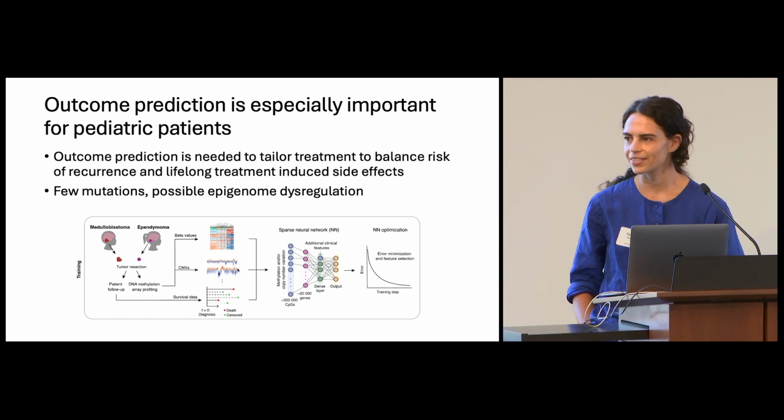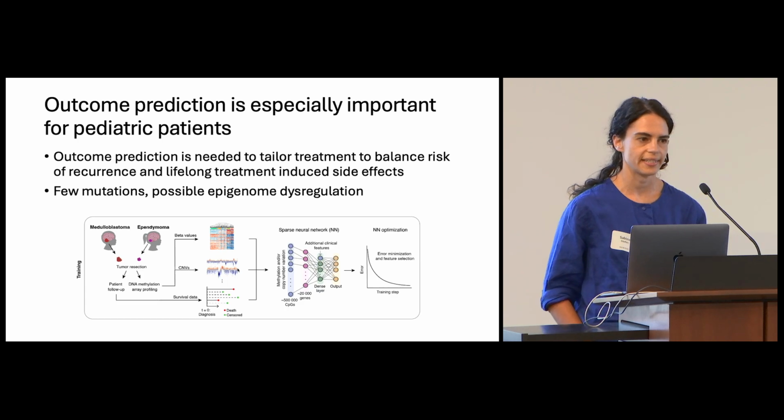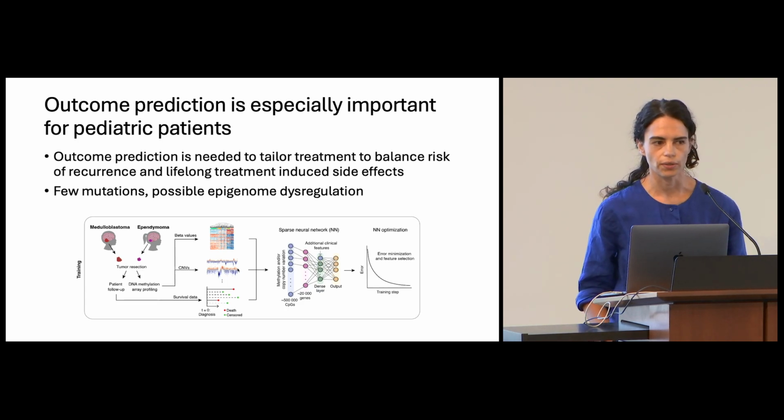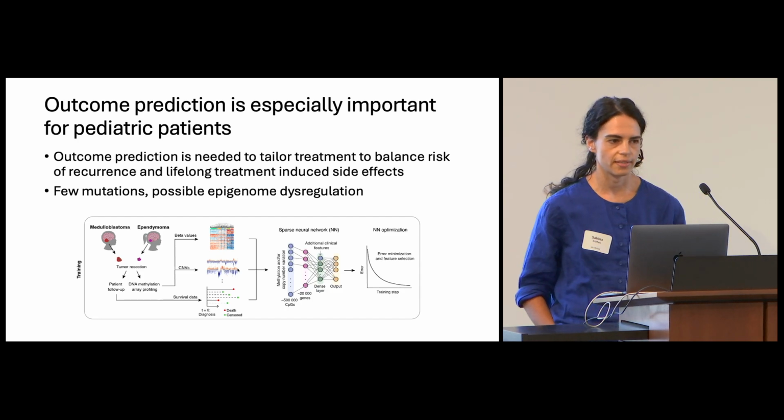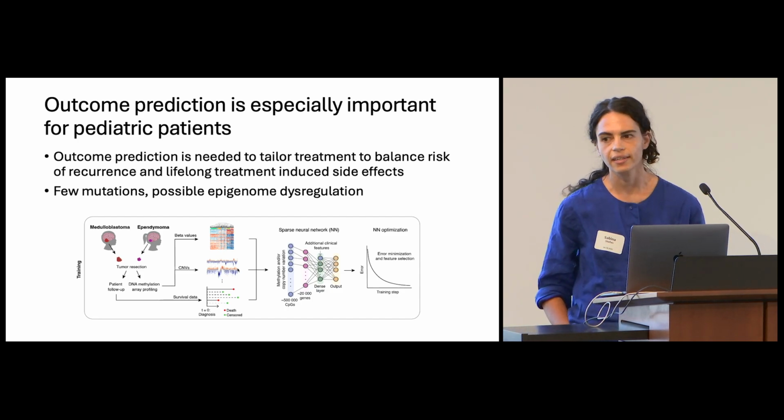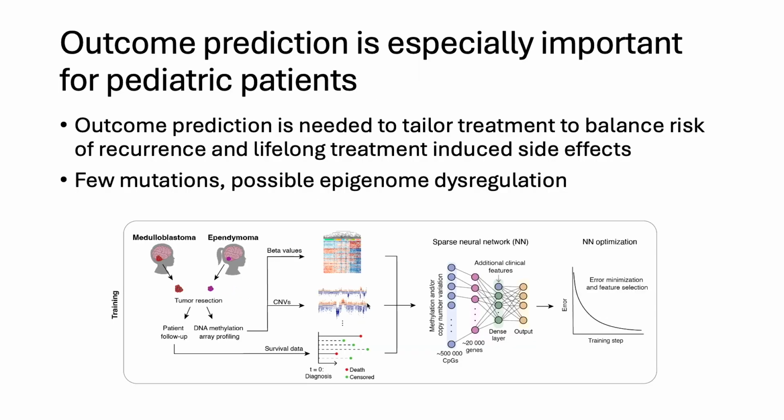To address this problem, we've collected data from patients with medulloblastoma as well as ependymoma, and we have DNA methylation array data, as well as the associated survival outcomes, which is censored data. And from this data, we can also obtain copy number variations. We feed this into a sparse neural network, which then produces patient-specific survival probabilities over the course of 10 years.